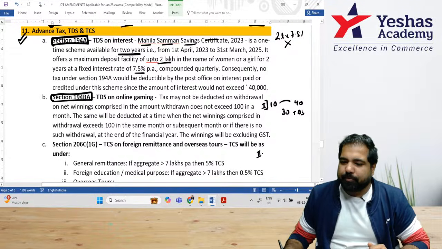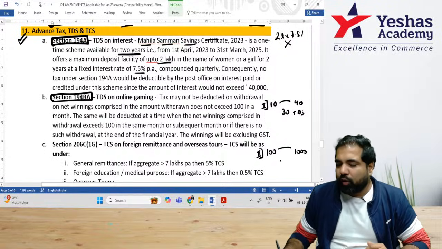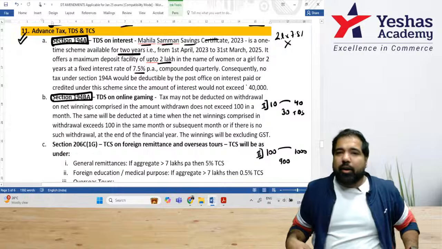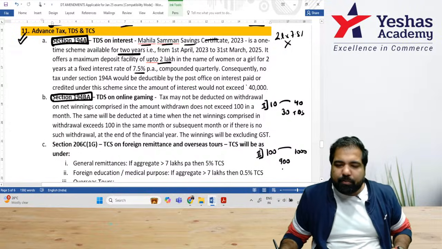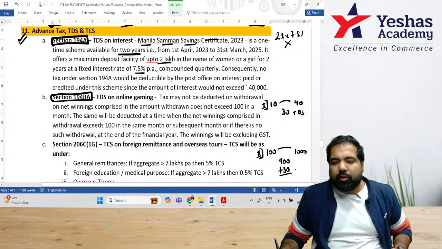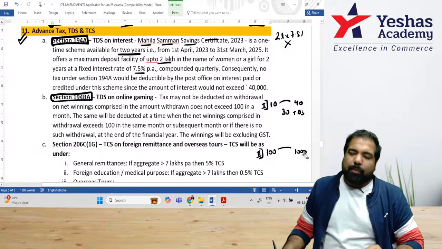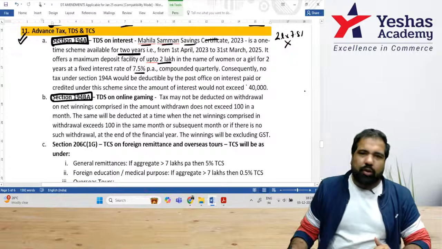The second time you played, you put in 100 rupees and you made 1000 rupees and you're withdrawing now 900. Is this more than 100 rupees? Yes. So there will be TDS, but not just on 900. On 900 plus that 30 rupees of earlier, there will be TDS on this 930 rupees at 30%. So remember, up to 100 rupees, they will keep adding it, but they will not deduct the TDS.